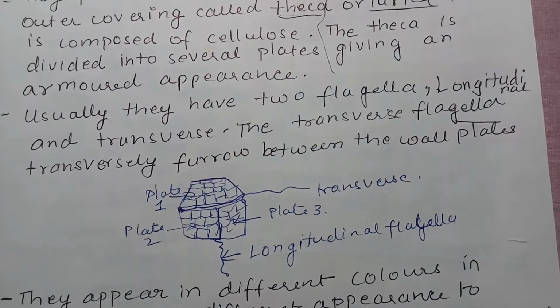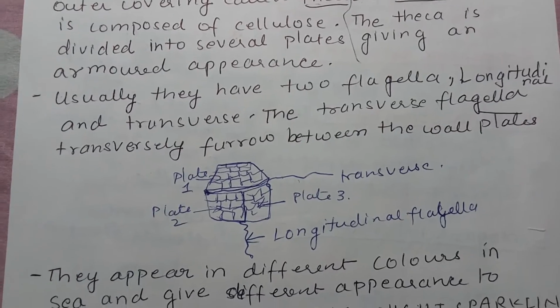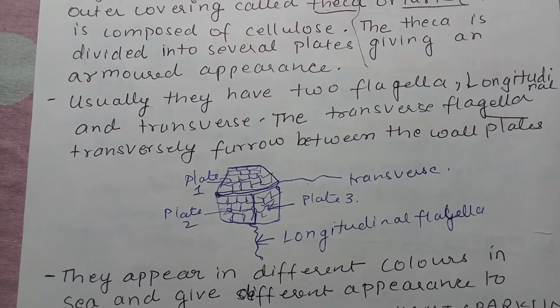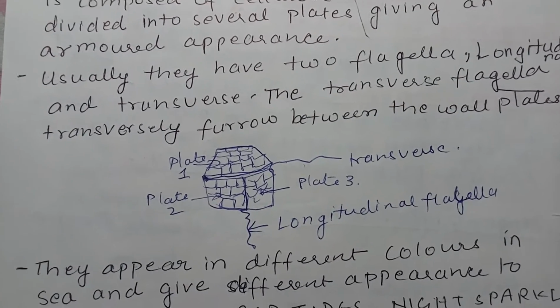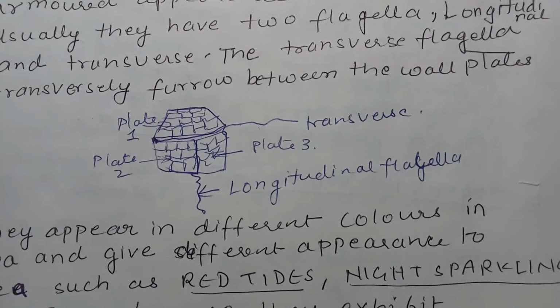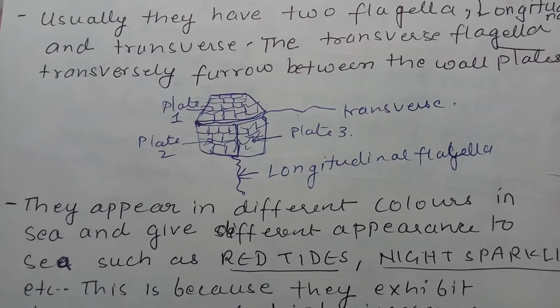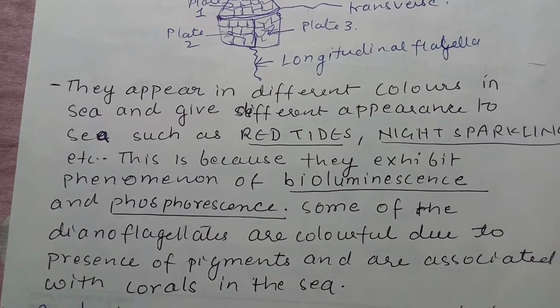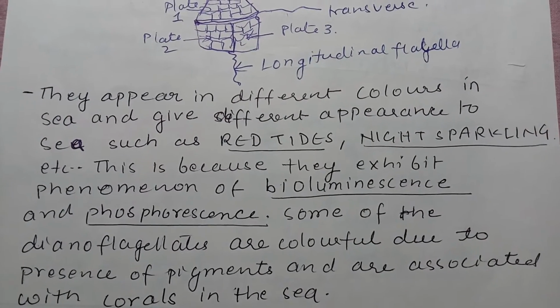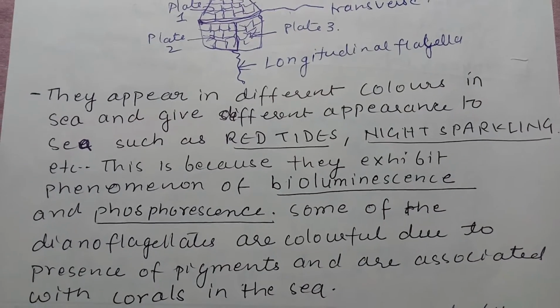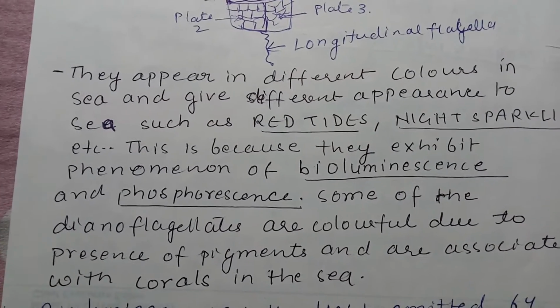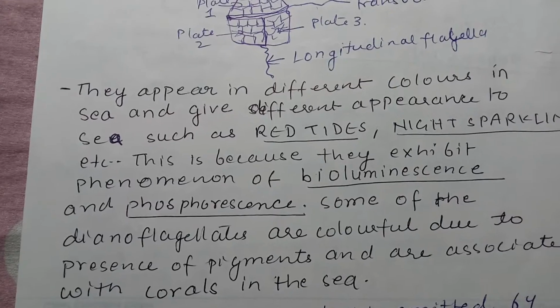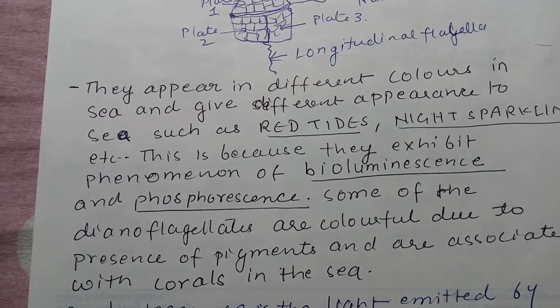Usually they have two flagella, longitudinal and transverse. The transverse flagellum lies in a transverse furrow between the wall plates, just like this. You can see transverse and longitudinal flagella. They appear in different colors in the sea and give different appearances to the sea, such as red tides, night sparkling, etc.